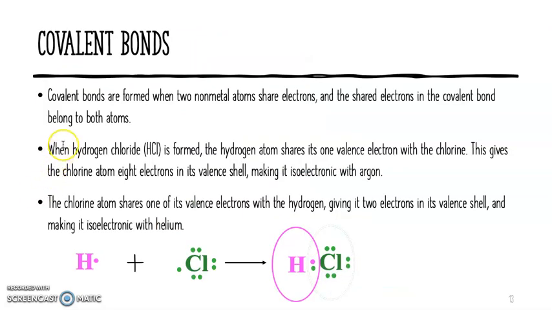So covalent bonds are formed when two non-metals share electron. And the shared electrons in the covalent bond belong to both atoms. Let's look at hydrogen chloride as an example. When it's formed, the hydrogen atom shares one valence electron with chlorine. Remember, hydrogen belongs to group 1, so it has one valence electron. Chlorine belongs to group 7, so it has 7 valence electrons.